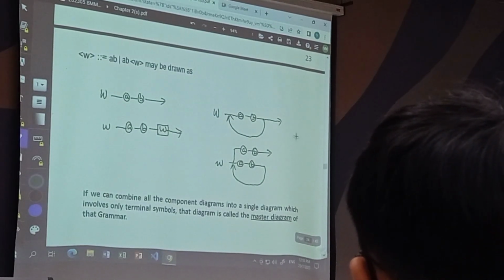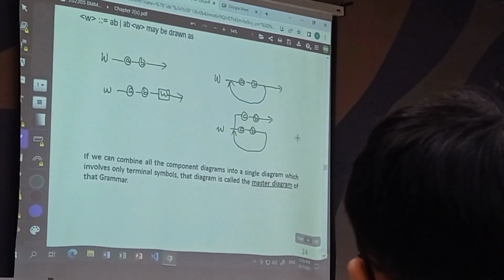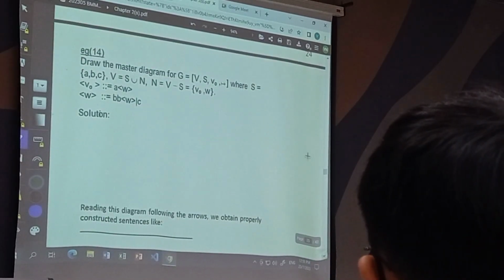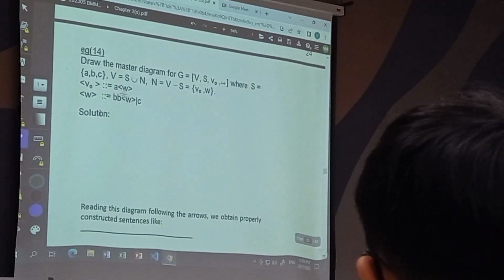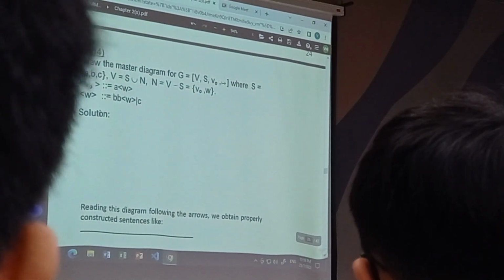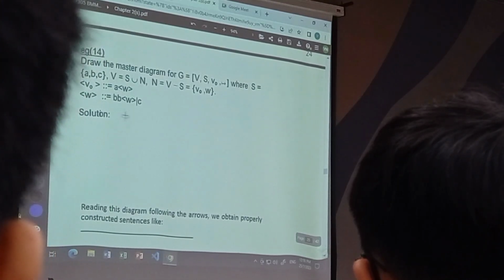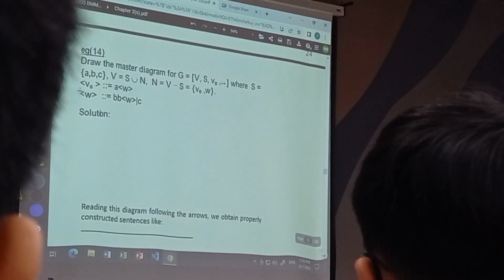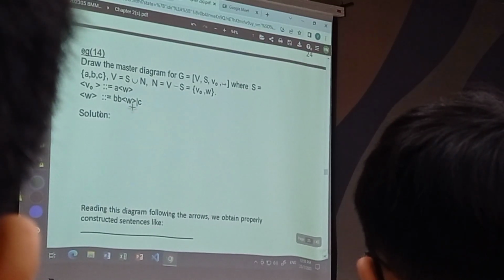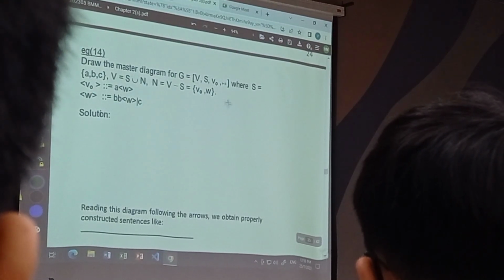We look at the example. How do we want to do the master diagram for this question? They ask you to draw the master diagram for this: V0 substituted with A, W, and then W substituted with B, B, W, or C. Now, you notice that I have two non-terminals here, V0 and W, right? So, when you draw the syntax diagram, you can draw V0 as one diagram and W as another diagram.